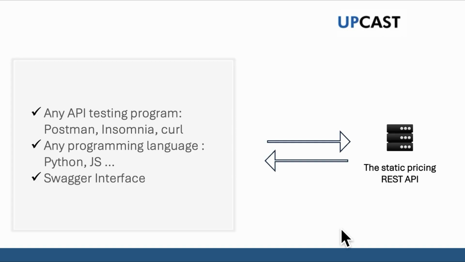To conclude this session, the static pricing REST API is built with the help of the FastAPI framework. The documentation is provided via the Swagger interface, and the API can be used with any API testing program or any programming language.